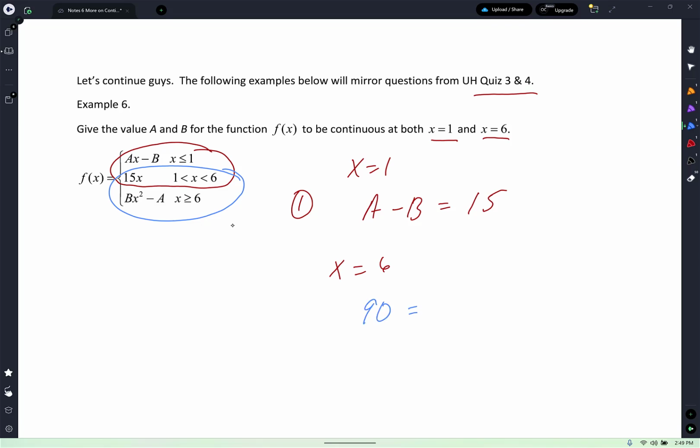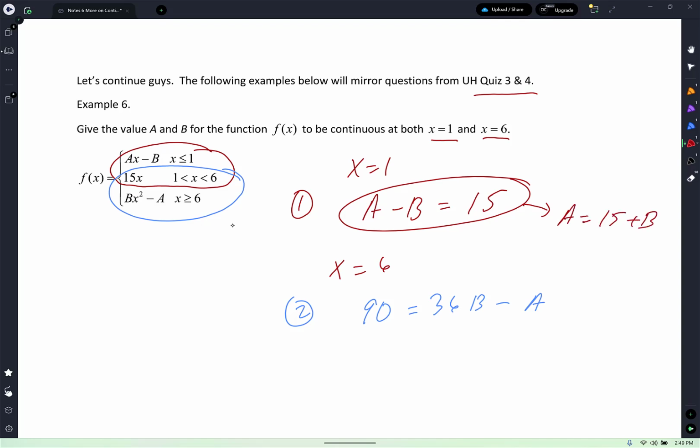I plugged in the 6 in there because if I approach from the left, it's 15 times 6, which is 90. If I approach from the right, it's bx squared minus a, so 36b minus a. Are we okay? All right, now you can do whatever algebra you want. I'm going to take this one, and I'm going to say that a equals 15 plus b, because I just moved the b to the other side. See? So I'm going to take this and put it in there for that a, guys. So 90 equals 36b minus parenthesis 15 plus b.